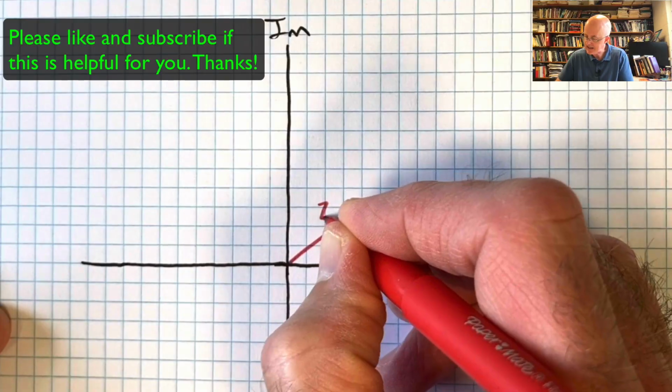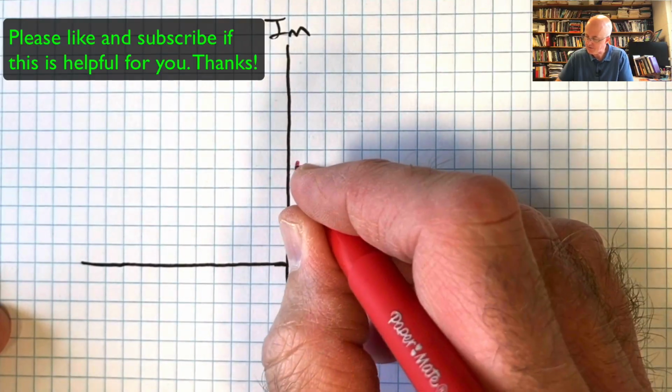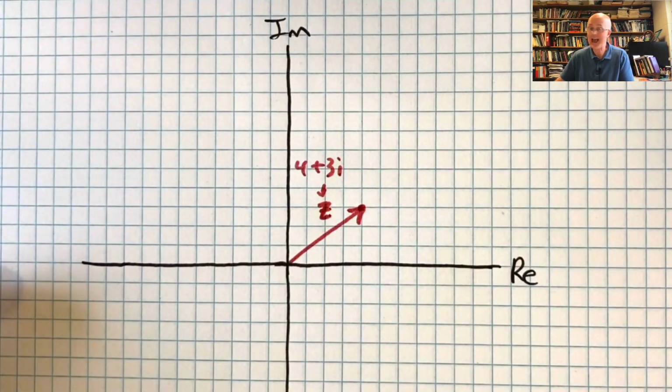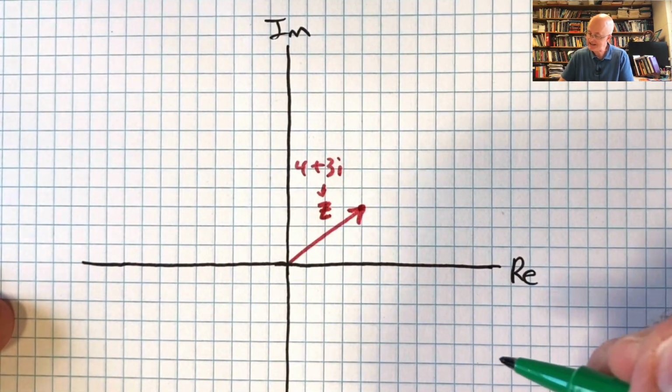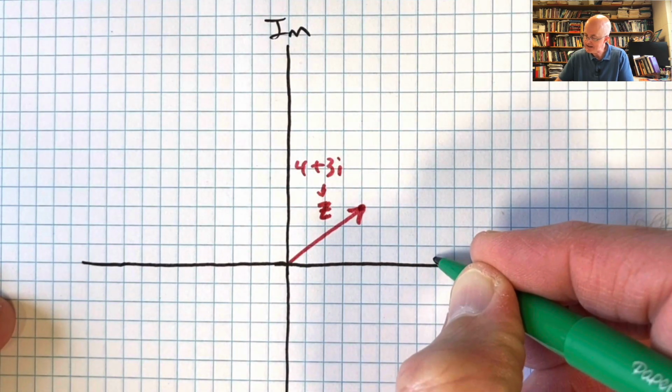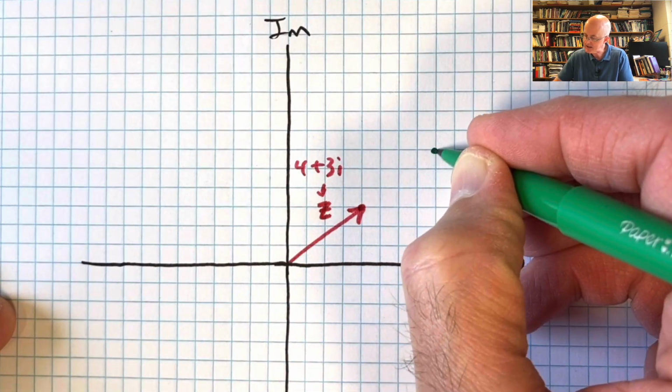So there is z. That is 4 plus 3i. Where is 2z, both as a point and as a vector? 2z was 8 plus 6i. Go to the point with coordinates 8, 6. Here's 8. There's up to 6. That's going to be right there.